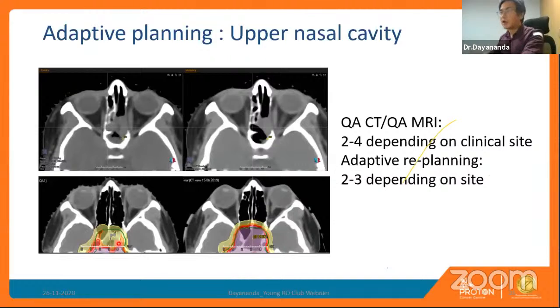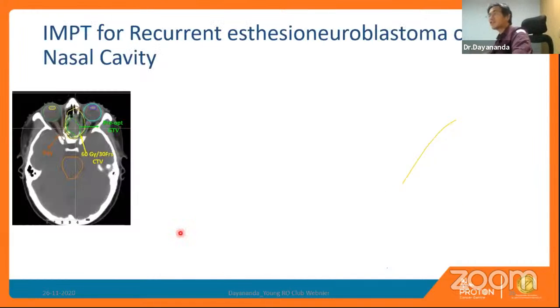So routinely, what we do is some sort of QA CT on a weekly basis, which is triggered by our cone beam CT. And we do the adaptive replanning based on the dosimetric difference between the original treatment plan and the treatment delivered on subsequent fractions.